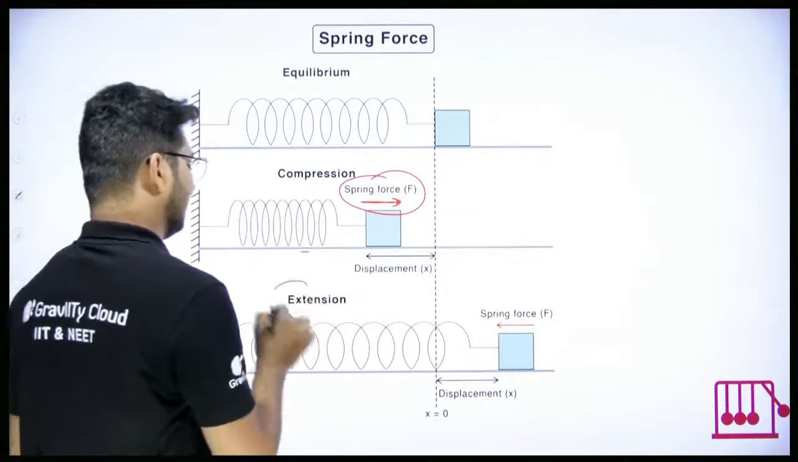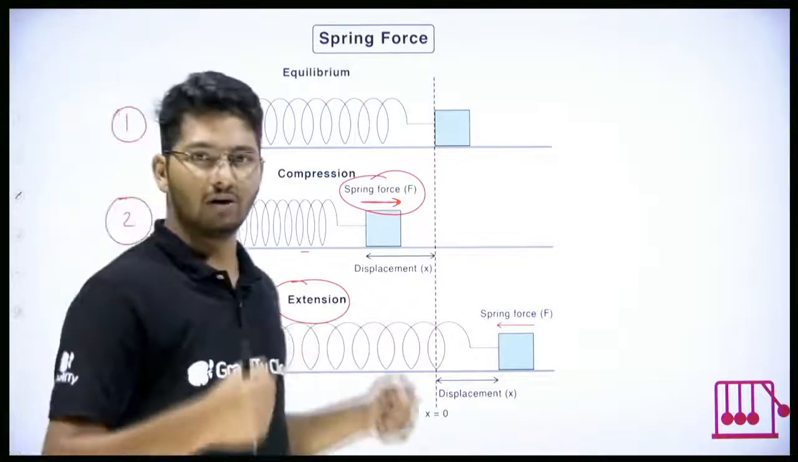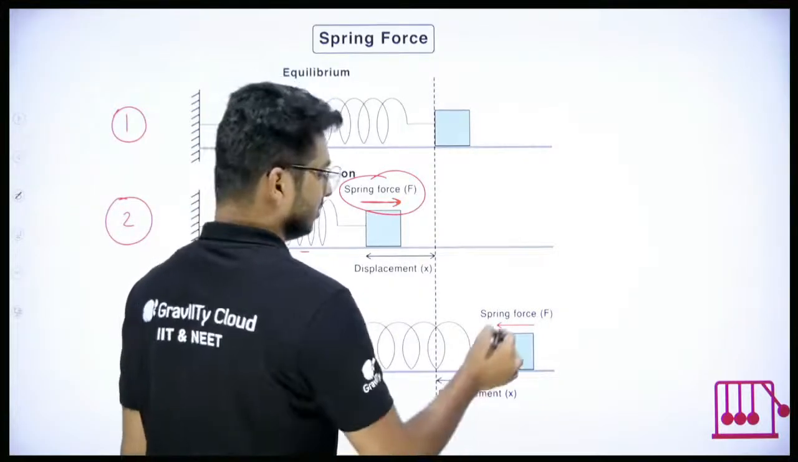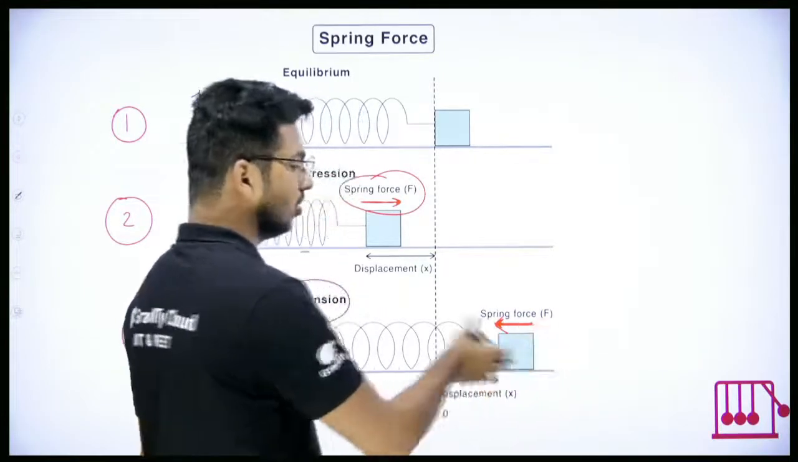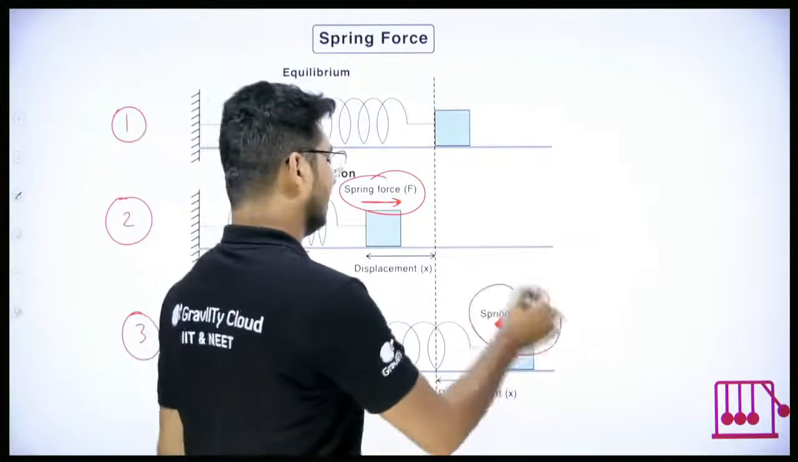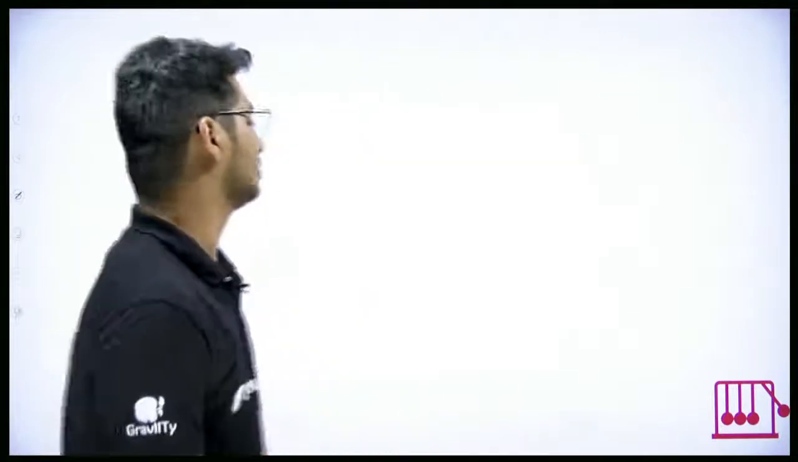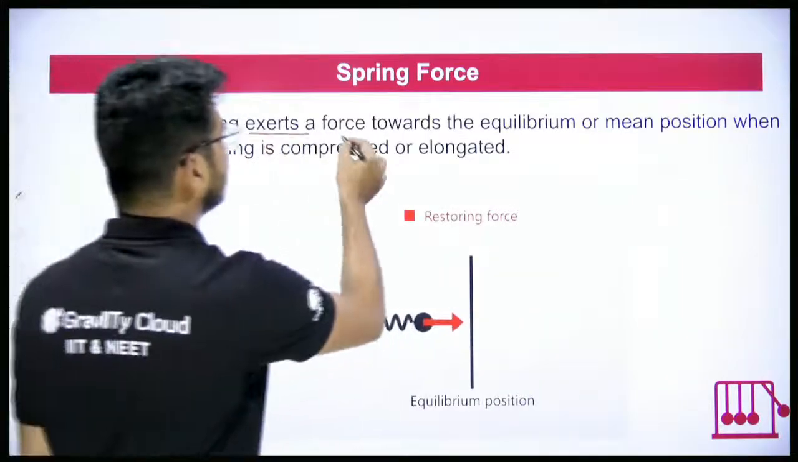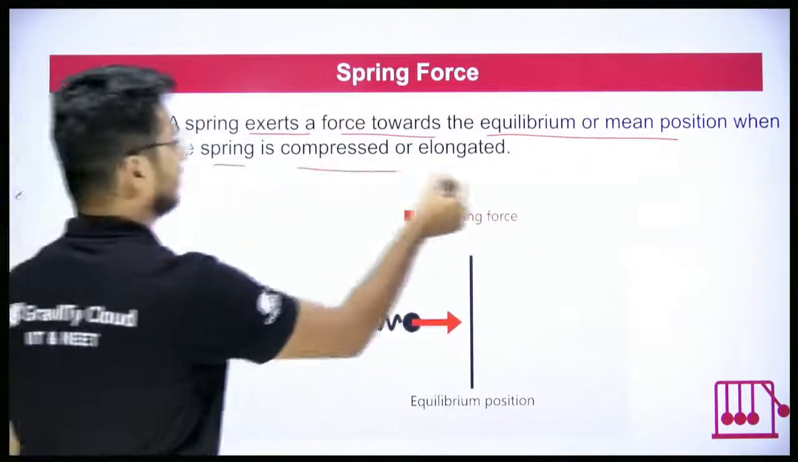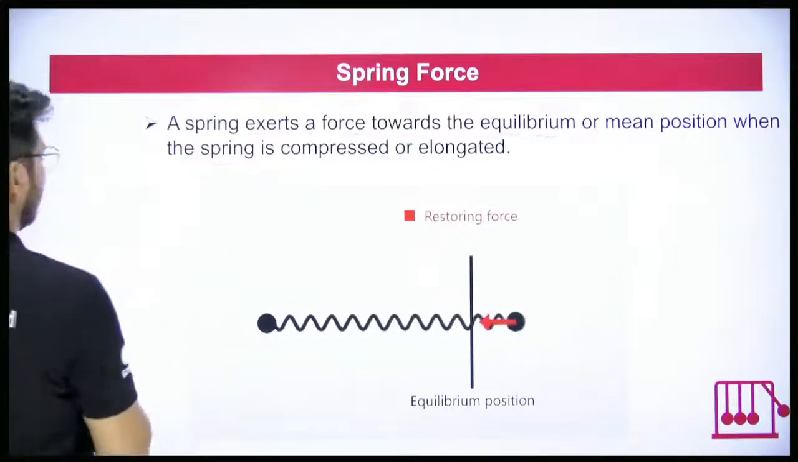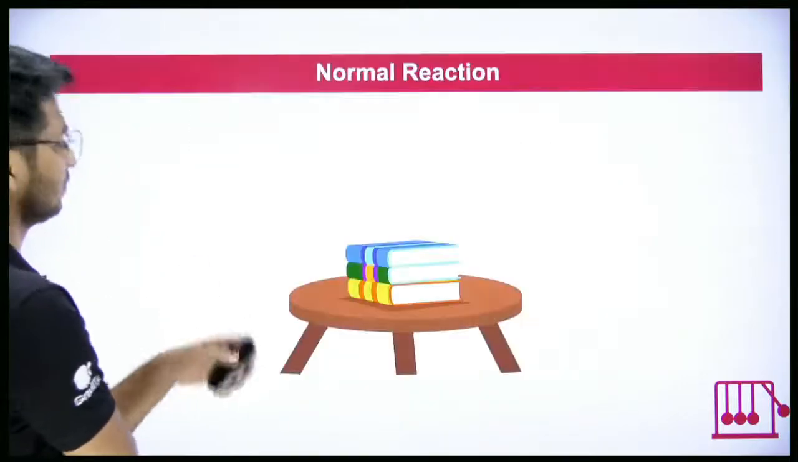Right? Now again if I take the third case, which is extension, when the spring is extended, when the spring is elongated, then see what happens. Then also the spring will try to pull it inside. So the spring force again is towards the equilibrium position. Understood? So that's what we mean when I say a spring exerts a force towards the equilibrium or the mean position when the spring is compressed or elongated. Is that clear? Yes? Okay, wonderful.